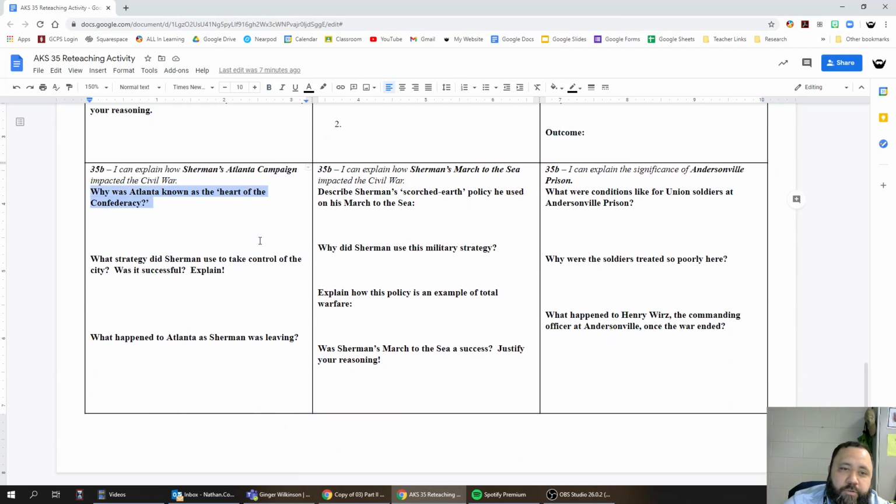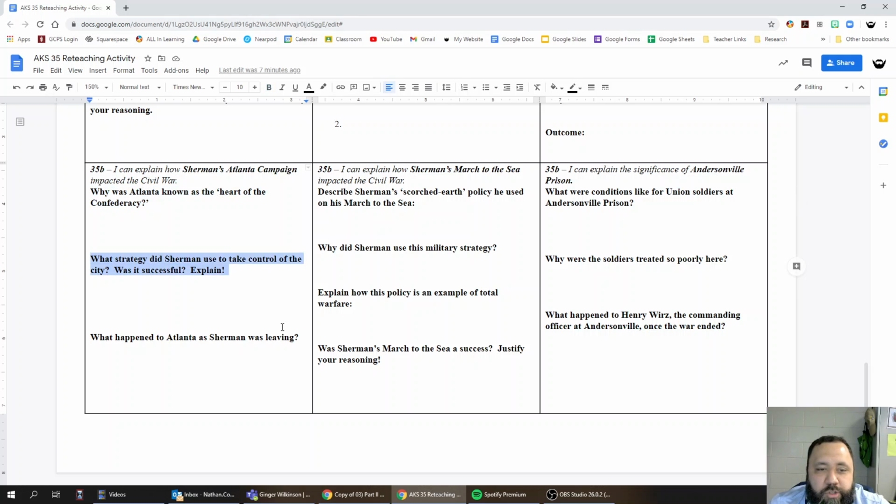Why was Atlanta known as the heart of the Confederacy? It was one of the last remaining Deep South cities that had an industrial and transportation base. So it was a rail hub, the heart where all the veins come in. It was a railroad hub for the South, as well as a manufacturing city as well. One of the few that the South had.